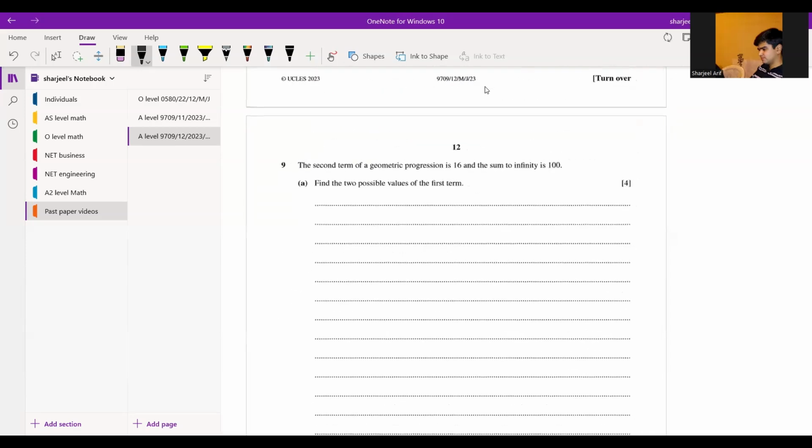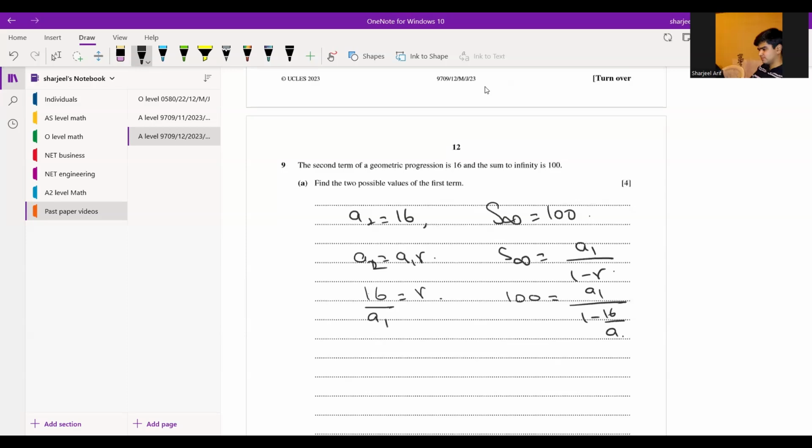So now we are going to move on to question number 9. In this one, we have second term equal to 16 and S infinity 100. It's a geometric progression. So a2 will be equal to a1 r. We have a2 equal to 16. We don't know the value of r or a1, so we'll write r equals 16 over a1. We have the formula for S infinity as a1 over 1 minus r. We'll substitute the values here. 100 will be equal to a1 divided by 1 minus 16 over a1. We will cross multiply to get 100 into 1 minus 16 over a1. We will write a1 as a.